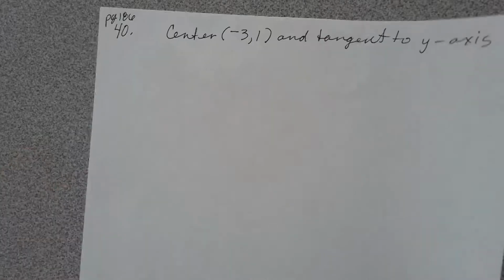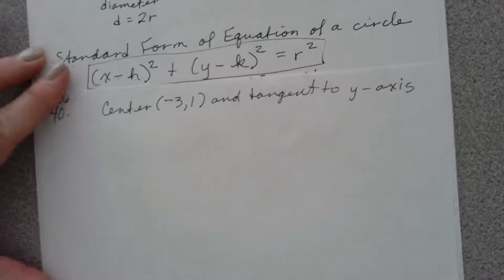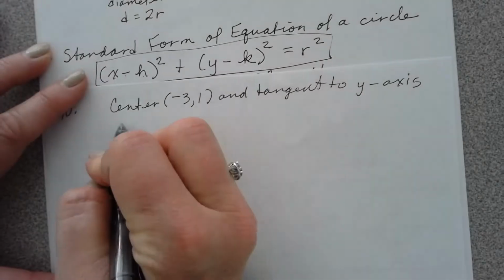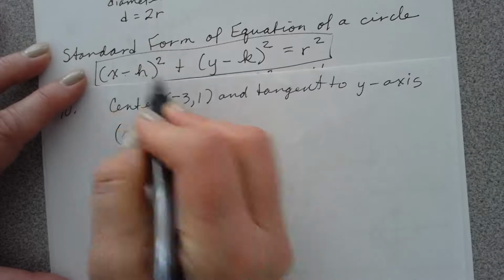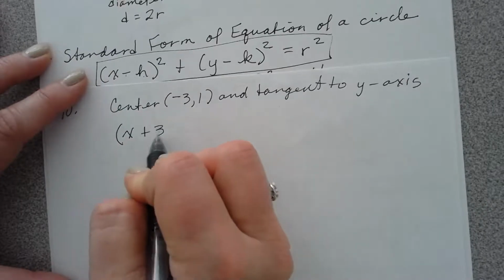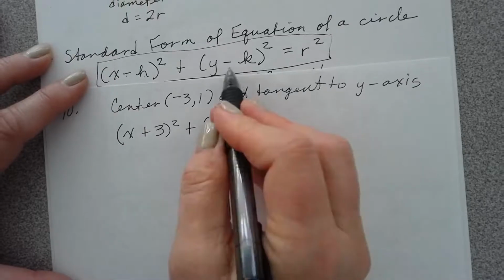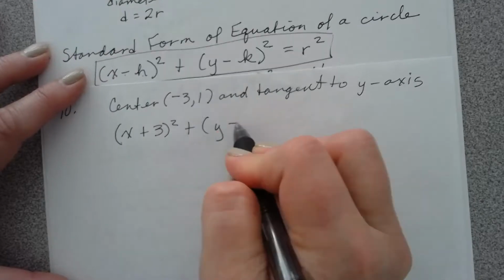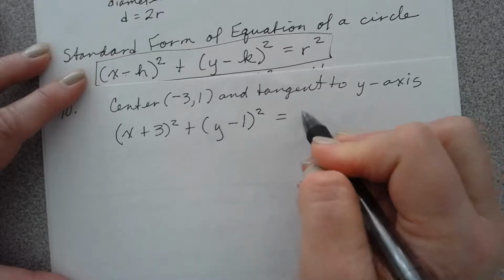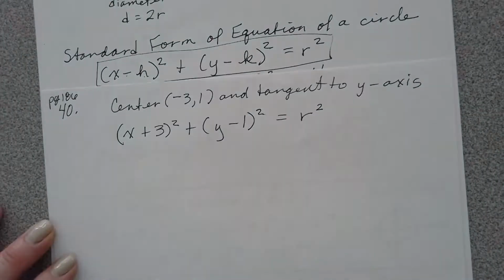So if you look at the standard form of the equation of a circle, I know the center already, right? So I can go ahead and put that part in. So I know x minus the first coordinate. So what's that going to be? (x + 3) squared plus (y minus the second coordinate), so (y - 1) squared. So what I don't know yet is the r, the radius. Okay?